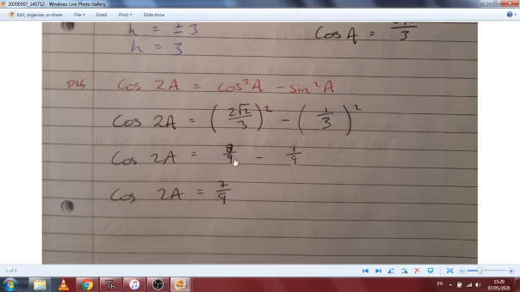Again, square the top, square the bottom, that gives us 9, so 8 over 9 minus 1 over 9, so the cos of 2A is 7 over 9, all done without using a calculator.